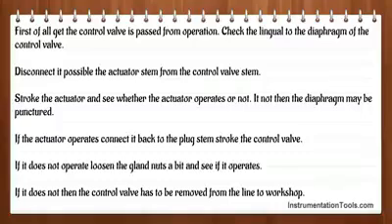If not, then the diaphragm may be punctured. If the actuator operates, connect it back to the plug stem and stroke the control valve. If it does not operate, loosen the gland nuts a bit and see if it operates. If it does not, then the control valve has to be removed from the line to the workshop.